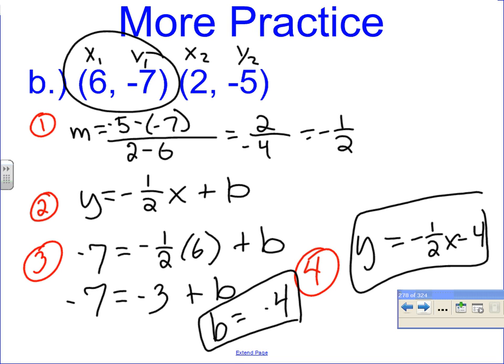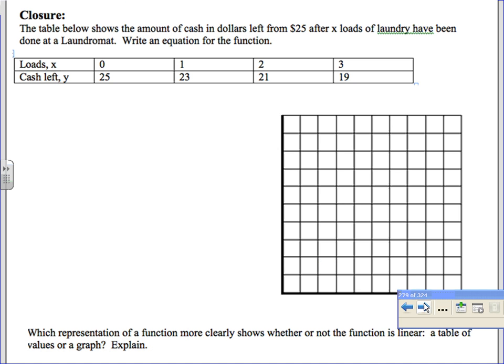Thumbs up, thumbs up, thumbs down on those types of examples. I know those are the hard ones. Your book does not give you these difficult ones. I added them in there. You can do them. Any questions? Okay, the word problem's really easy, so let's do this together, and then we're done.